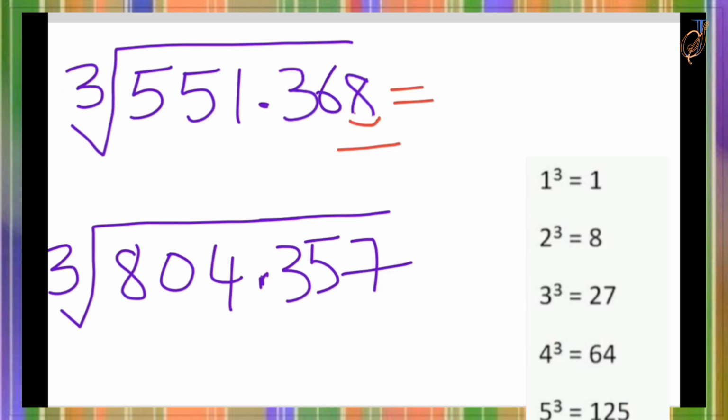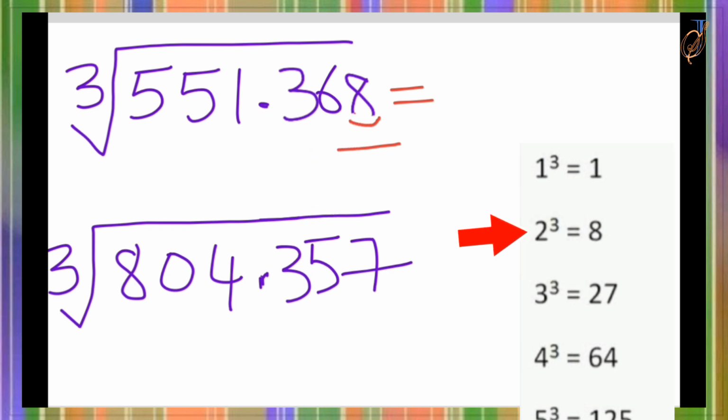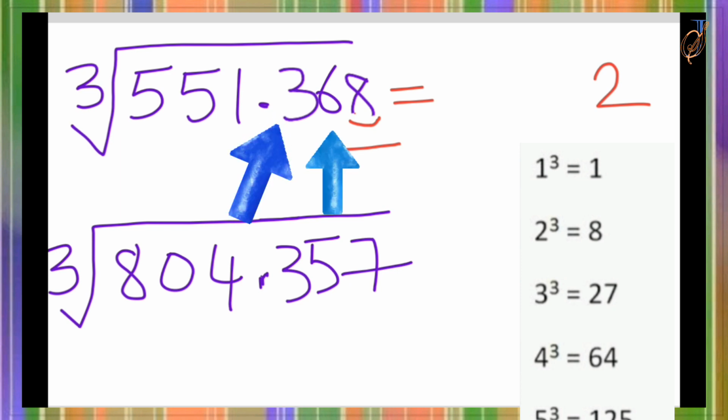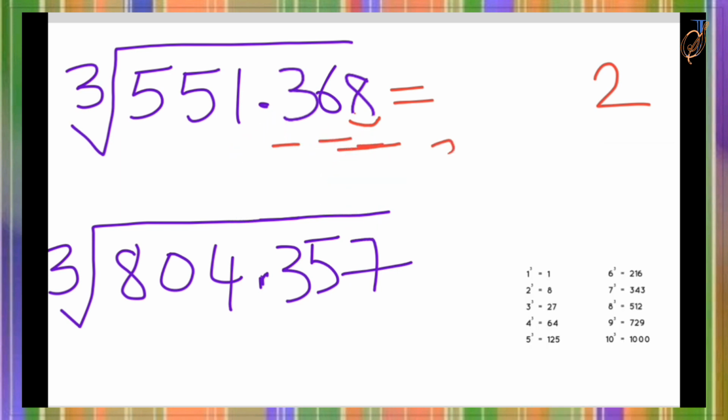Look at the units digit, which is 8 here. We can see that the cube of 2 ends with the number 8. So the unit digit would be 2. For the decimal point placement, count the number of digits after the decimal point in your original number. So count 1, 2, 3. So you have 3. Divide this count by the cube number 3. So you will get 1. That means place the decimal point 1 place before. Strike out the last 3 digits.